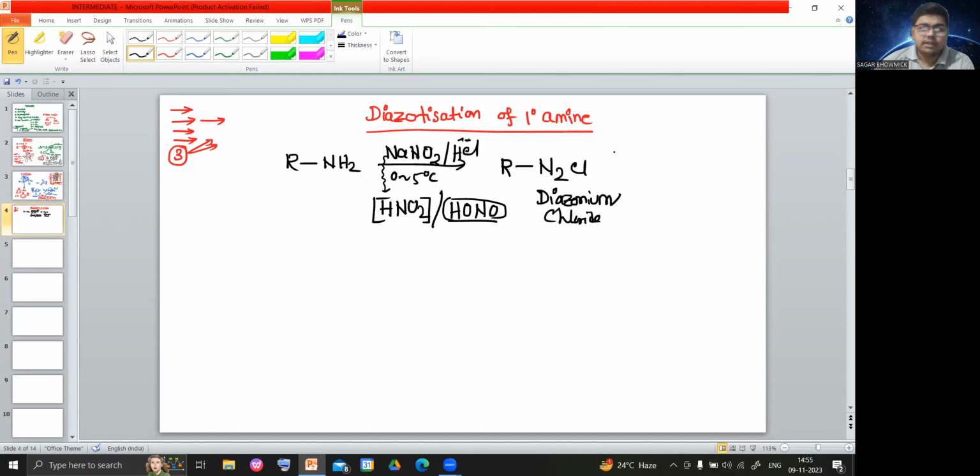Now this diazonium chloride, here N2+ Cl-. If the carbocation is stable, then what happens? This bond breaks and nitrogen is removed, minus N2. Cl- is just an anion, just a counter ion to balance the charge. So here R+ is formed.